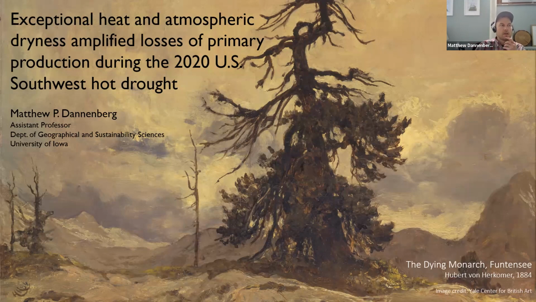All right, so what I'm going to talk about today is the extent to which the recent hot drought in the US Southwest during the summer and autumn of 2020 affected the gross primary production of the region, and the extent to which the loss of primary production during that drought was driven by the exceptionally high air temperatures and vapor pressure deficit that are characteristic of a hot drought.